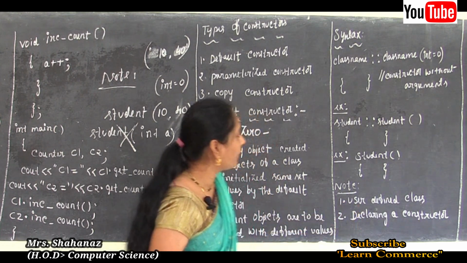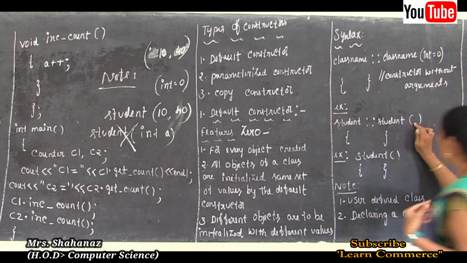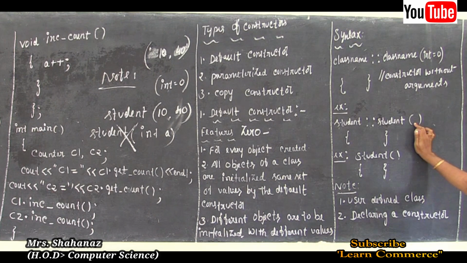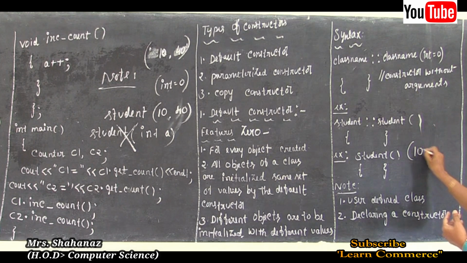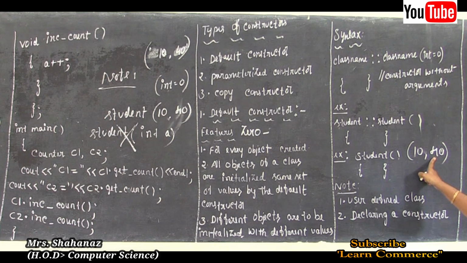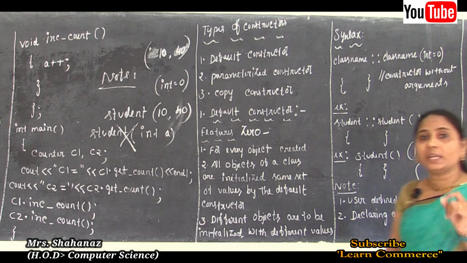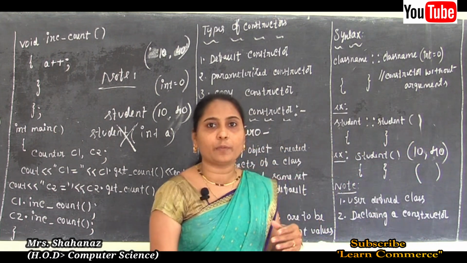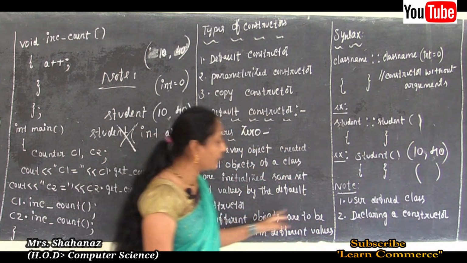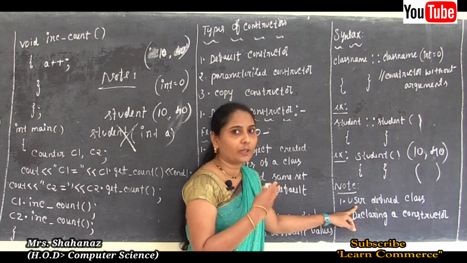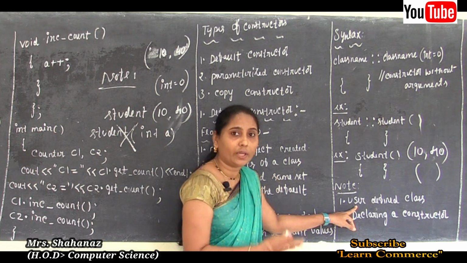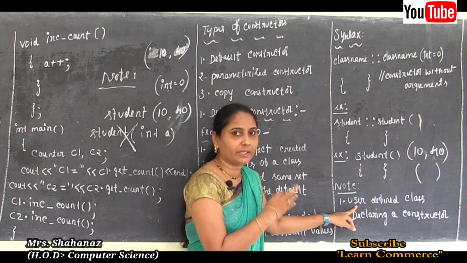Correct? If you are not using any value in the parenthesis, for example, maybe the value is 10 or 40. If you are using 10 and 40, it is the example for the explicit constructor. If you are not using any value, that means it is the implicit constructor. Later we provide some value here. So when a class does not contain an explicit constructor, then the compiler automatically invokes, calls, the default constructor. It is the first note.